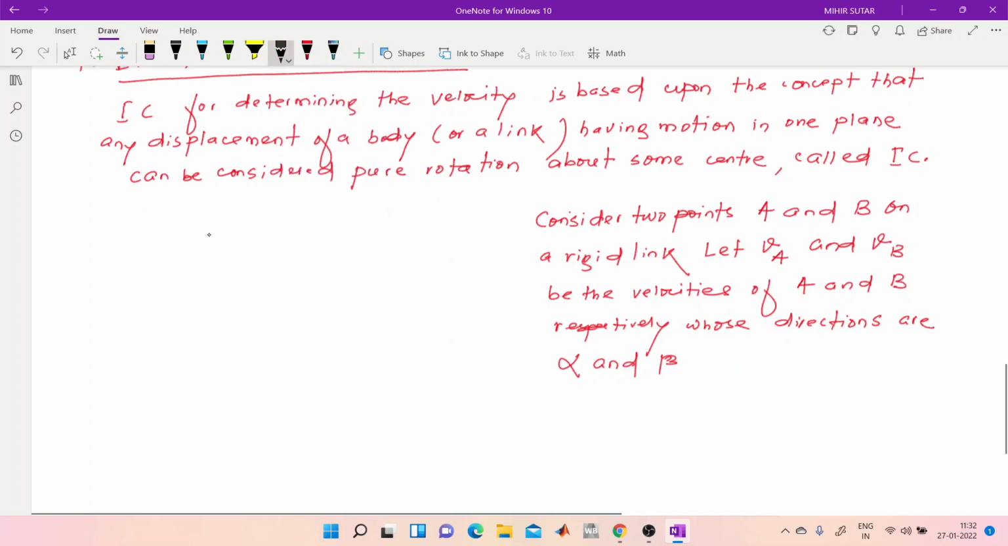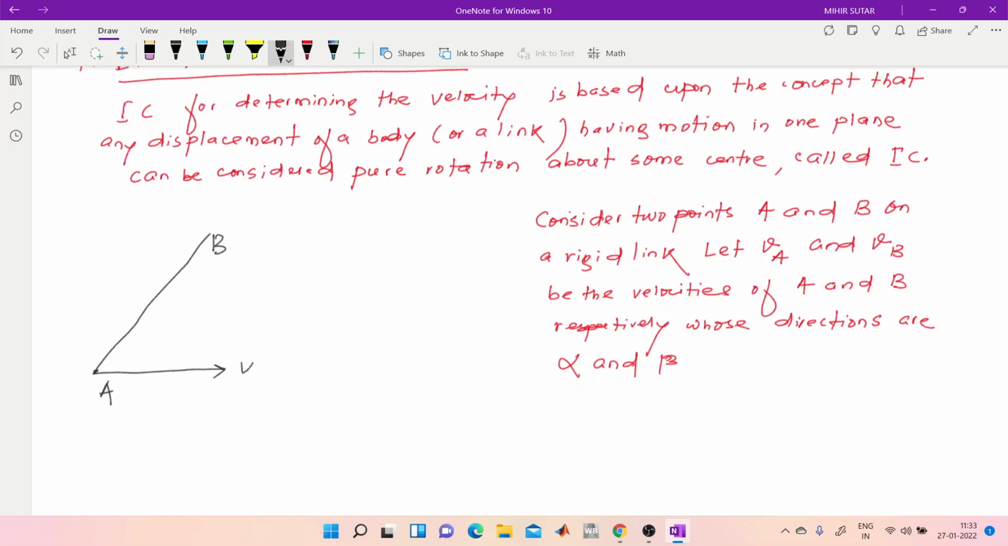We have this link A and B. Now let's say point A is having a velocity VA in this fashion. Point B is having a velocity in this fashion, VB.